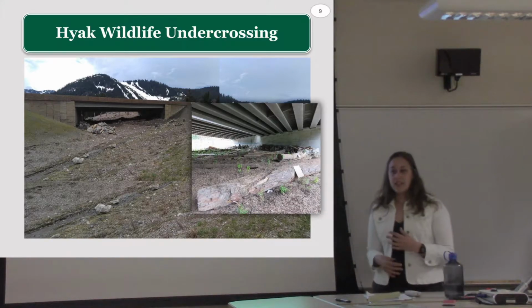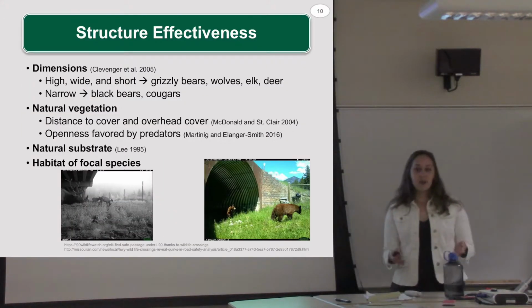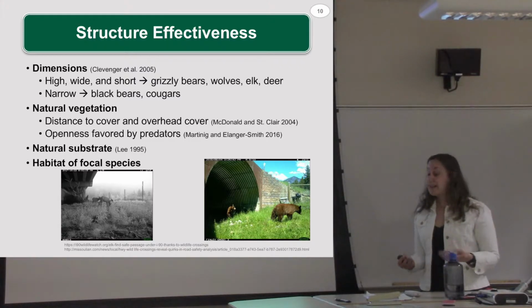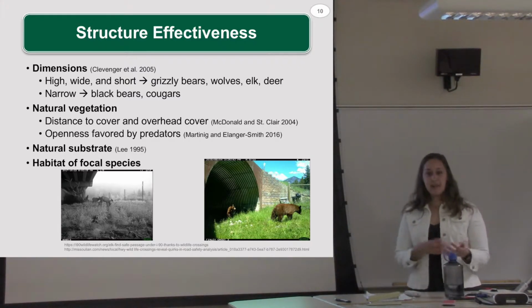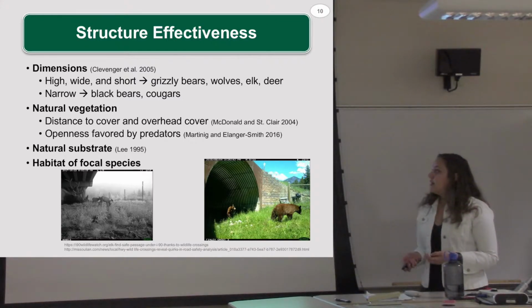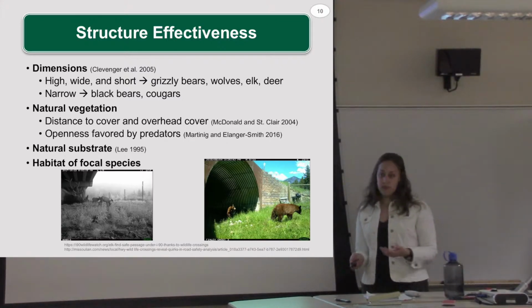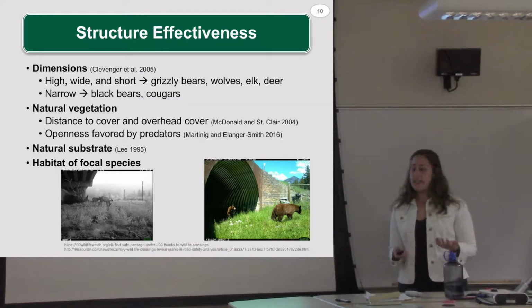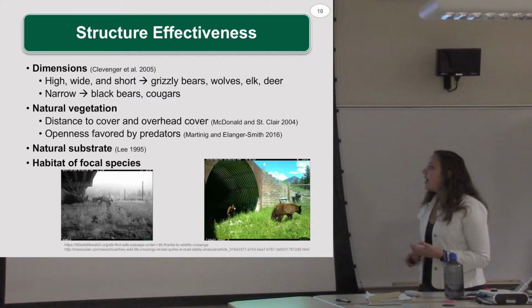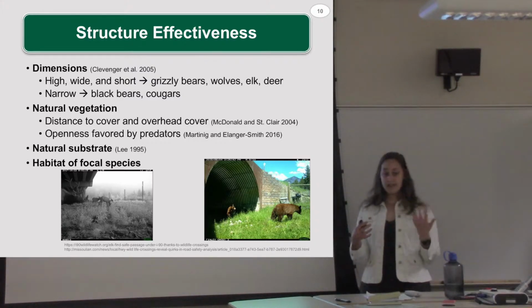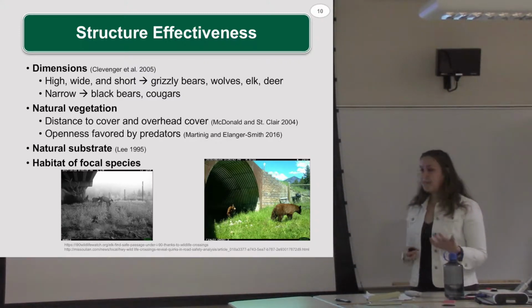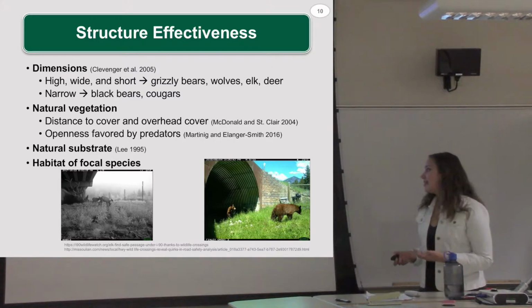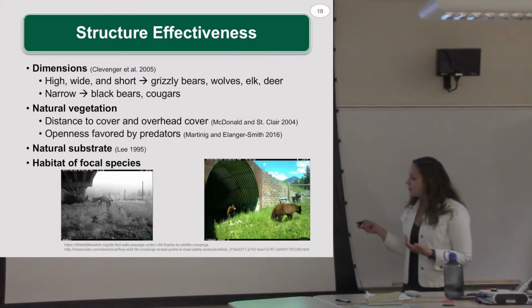Within road ecology, there's been a lot of research done on what makes a crossing structure effective for a variety of fauna. What we found is there are a lot of species-specific factors that influence structure effectiveness. Some of these may include the dimensions of the structure. For example, grizzly bears, wolves, elk, and deer prefer structures that are high, wide, and short, whereas black bears and cougars tend to prefer structures that are more narrow, like this expanded culvert here.